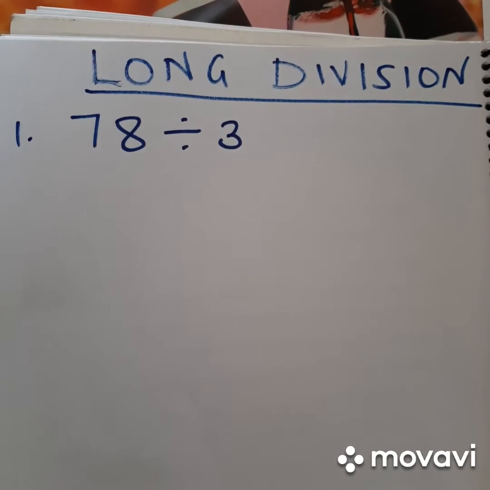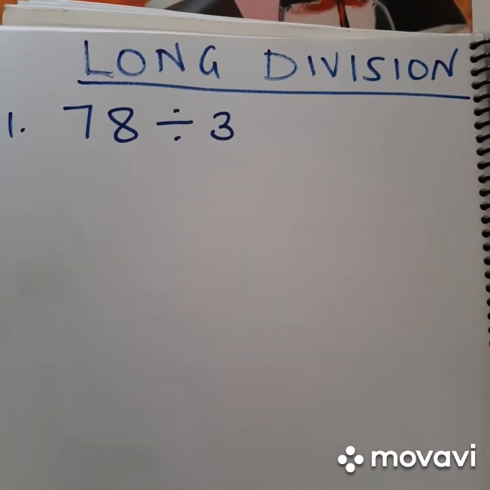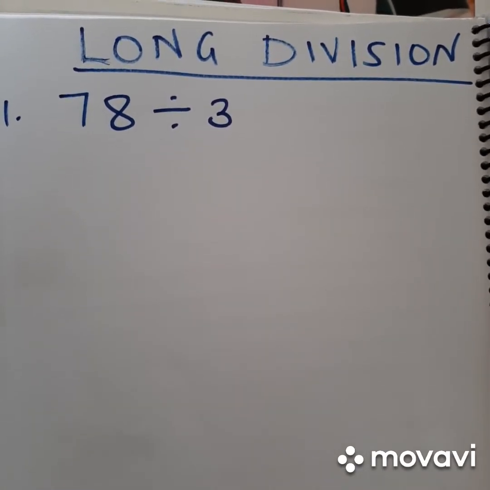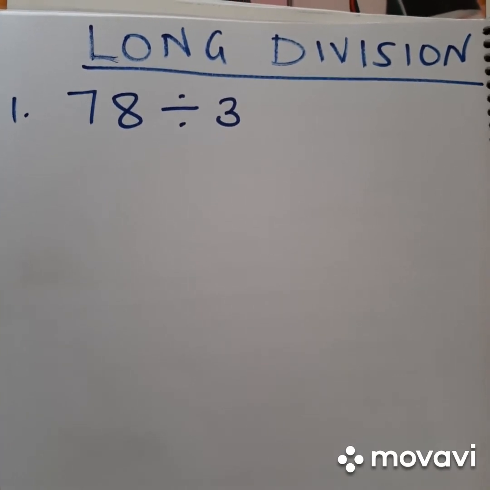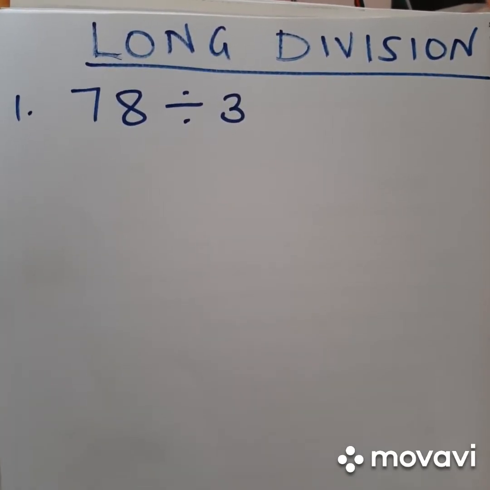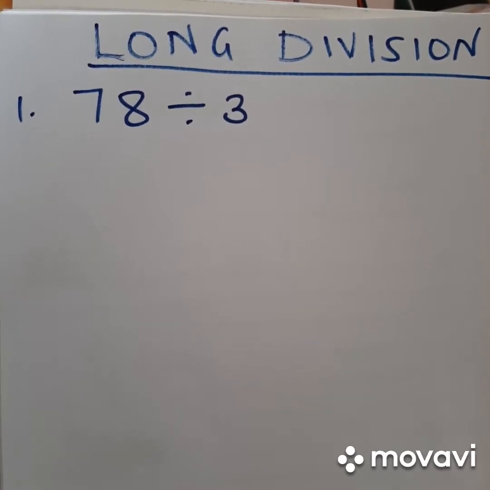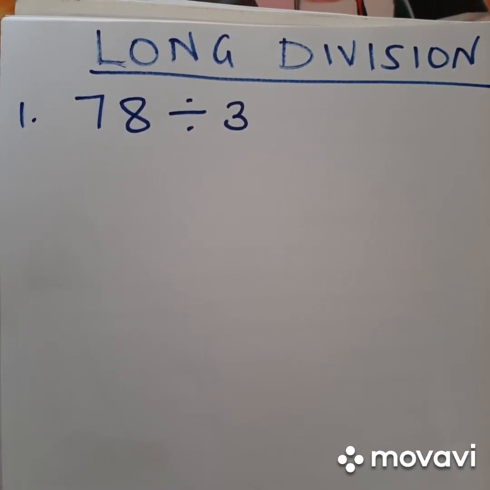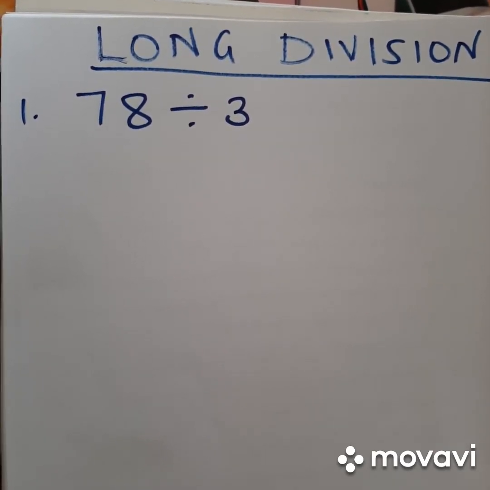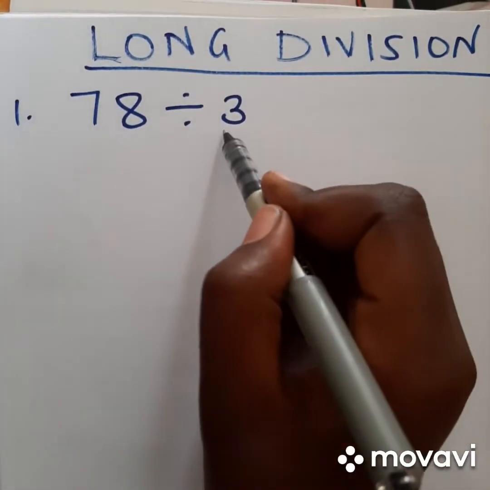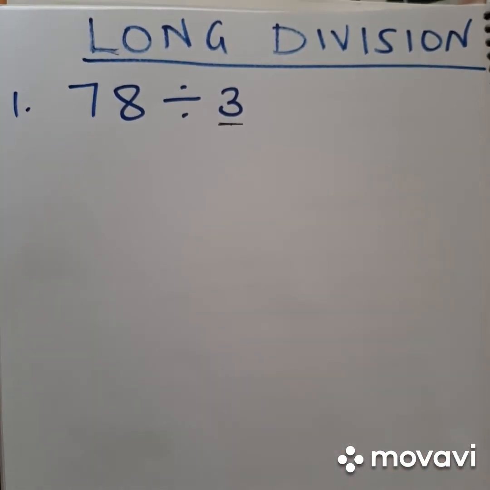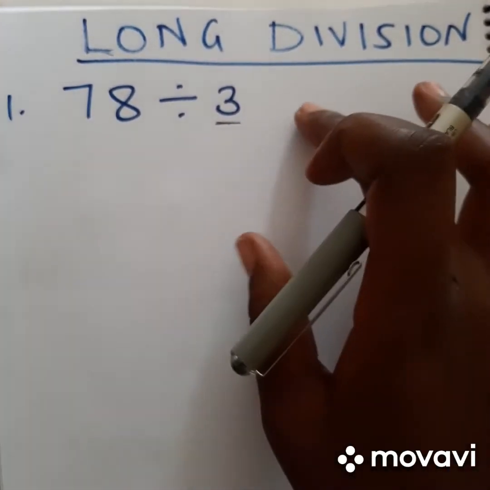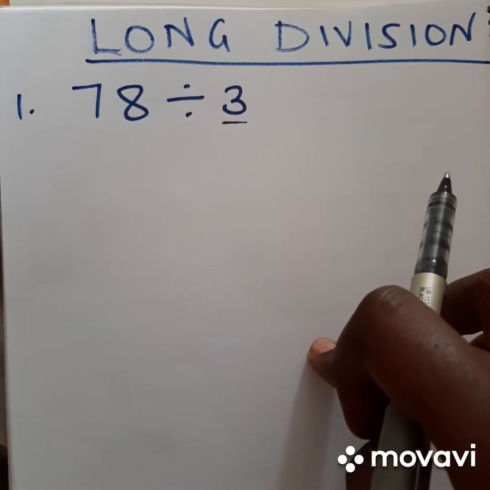So let's start with the first example, 78 divided by 3. Before we start, you need to note that the multiplication tables of 1 to 10 are very important when you're dividing, because that's what we deal with when we are dividing. We deal with the multiples of numbers, especially from 1 to 10 at your level. In this case, you need to know the multiplication table of 3. Before we start showing our working out, I will advise you to write the multiplication table of 3 to make your work easy.